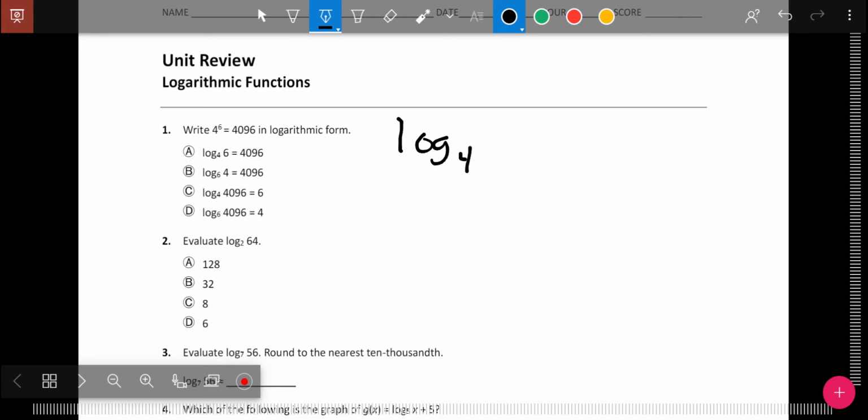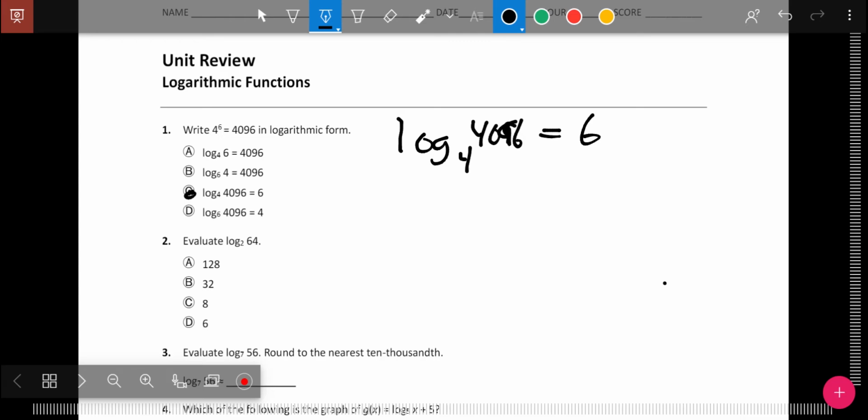All right. The exponent goes outside and the 4096 goes here. And so that is just how I switched the form from exponential form to logarithmic form. And that one was choice C.